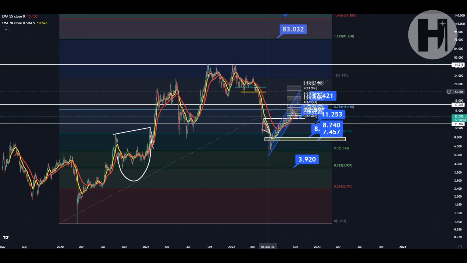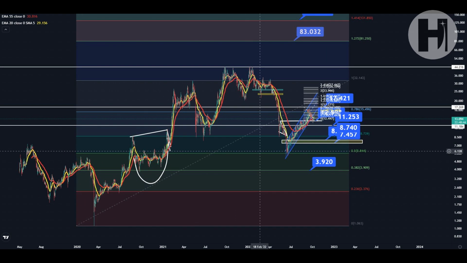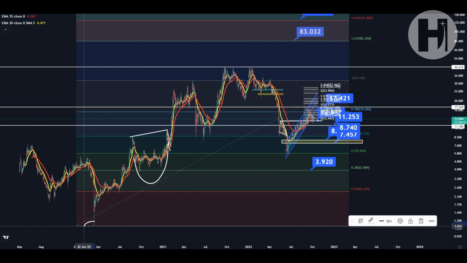So let's get straight into the technical analysis. As you can see right now, we have a large Fibonacci retracement. The low is all the way back here in March of 2020, and the swing high is all the way up here in May of 2021. That's when we printed our local high there, and since then we haven't really updated that.